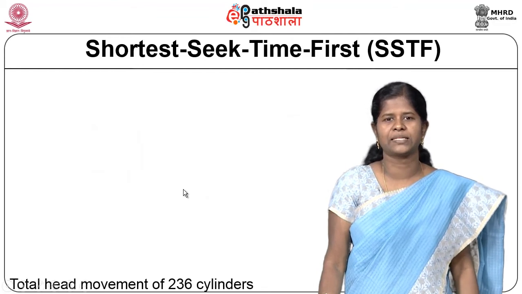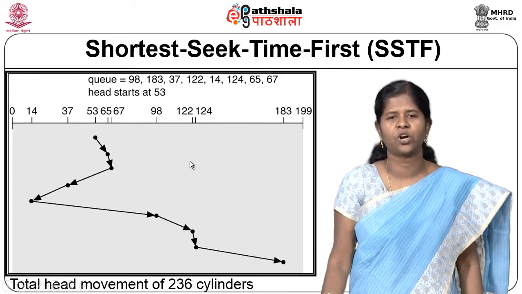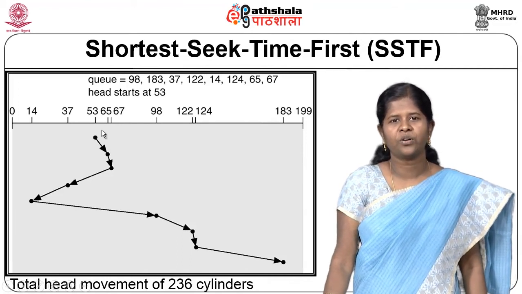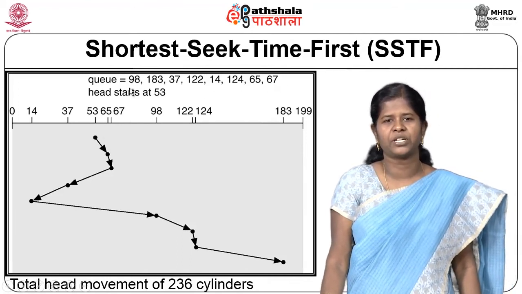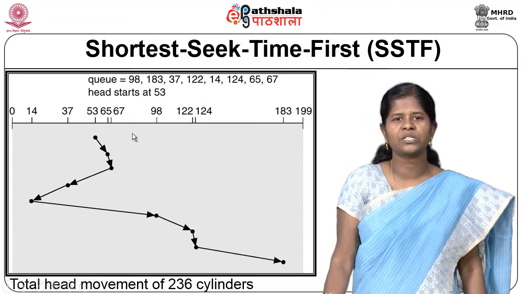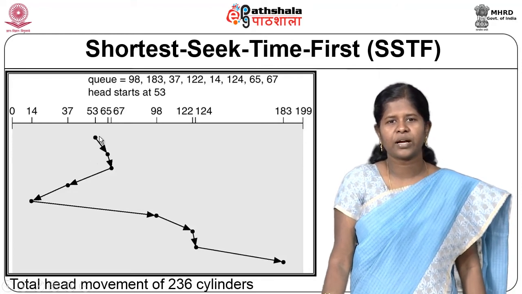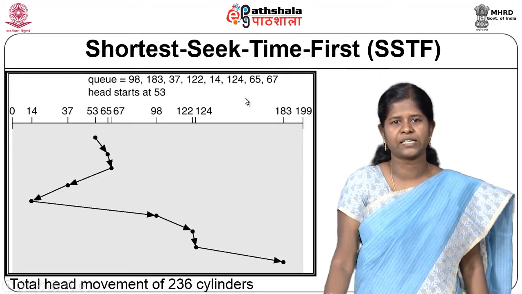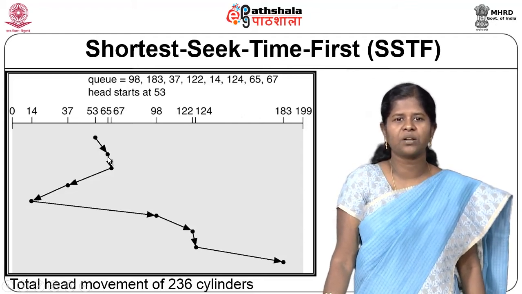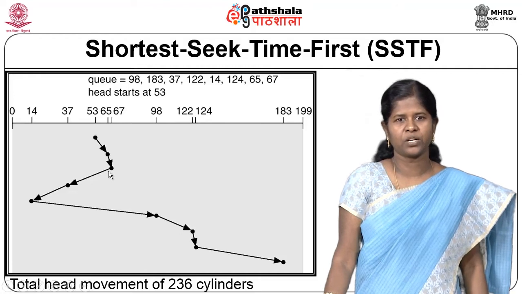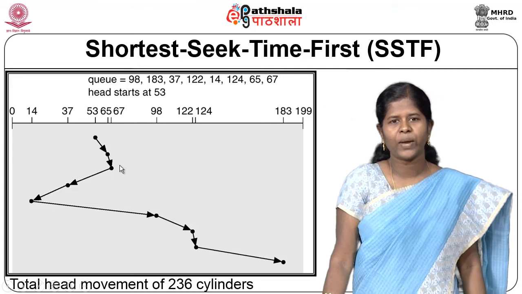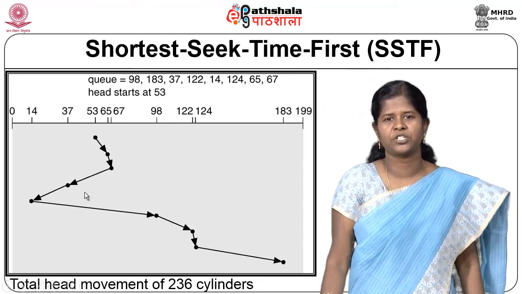So, we will see that with an example now, the same example as we saw for FCFS. Initially the current head position is 53. So, out of all these pending requests that are kept here, 98, 183, 37 and so on, you try to choose the one which is closest to the current head position. The closest one is 65. So, 65 is serviced, and then from there the next closest is 67 and the next closest is 37, and so on.